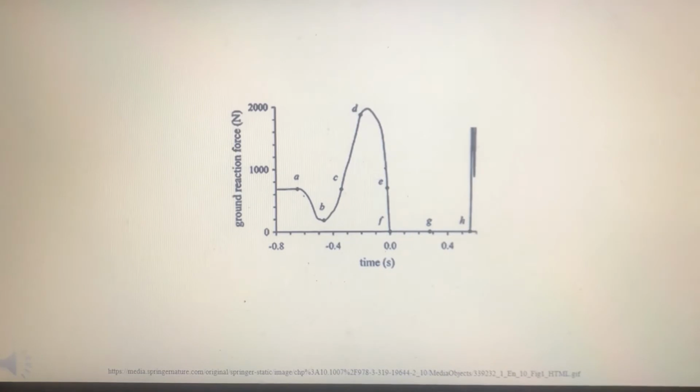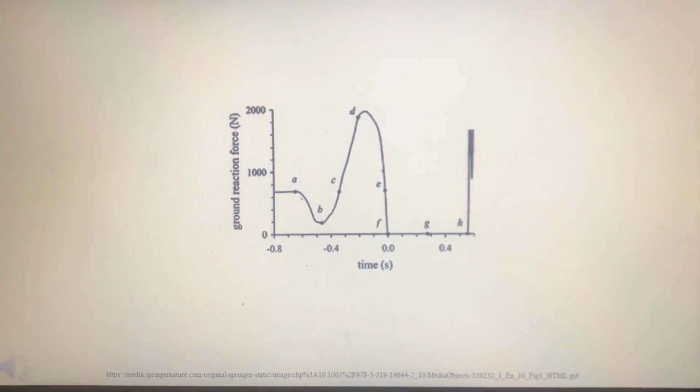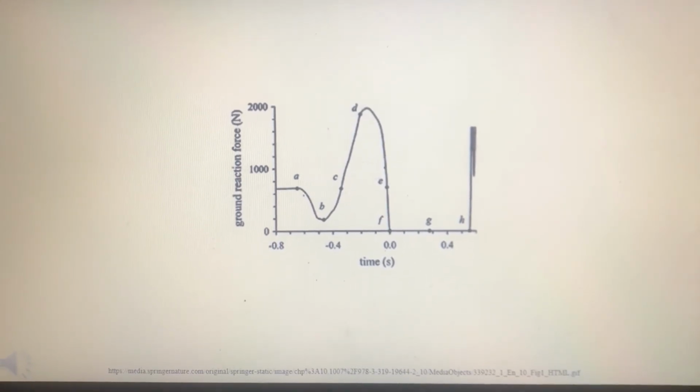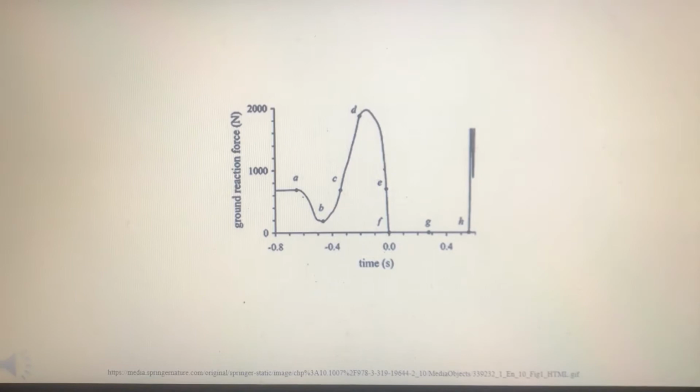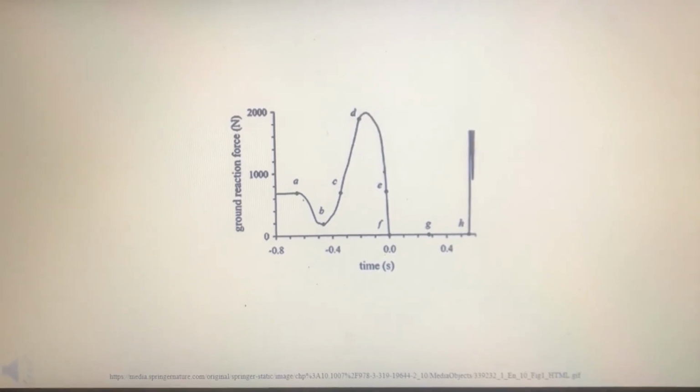The time between F and G is when Steven is in the air, and then the ground reaction force is at zero because there's zero contact with the ground. Lastly, we see a quick spike in the graph at point H because this is Steven's landing, having a lot more force contacting the ground, causing an increase in the ground reaction forces.